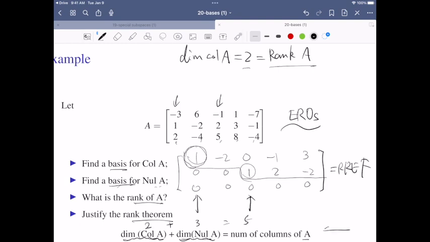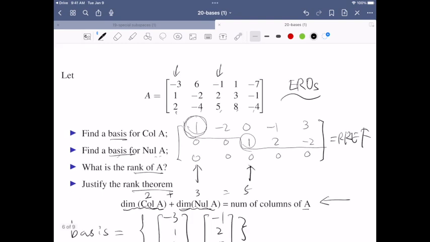And this is not a particular example. This actually gives the rank theorem. No matter what A is, with different A's, you always have this relation, the rank theorem.